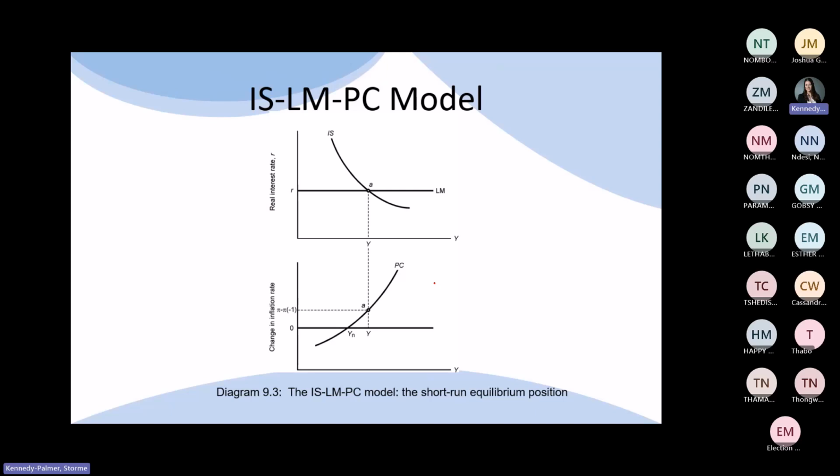Together, they explain how changes in fiscal policy, like government spending, and monetary policy, like interest rate changes, impact the economy's output and inflation in the short run. But we've gotten ahead of ourselves now.